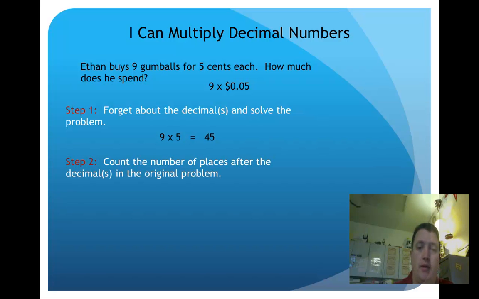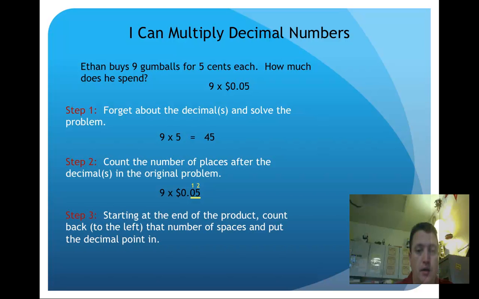Now I'm going to count the number of places after the decimals in the original problem. So here's the original problem. I've got 1, 2 places after the decimal point. So now I'm going to start at the end of the product and count back to the left that number of spaces. I'm going to start after the 5 and go to the left working backwards. So I'm going to go 1, 2 spaces and drop my decimal point in. We'll just throw a 0 in there. So that ends up being a dollar sign, that ends up being 45 cents. Now if it wasn't money, it would be 45 hundredths, just like we talked about before when we looked at fractions and decimals.